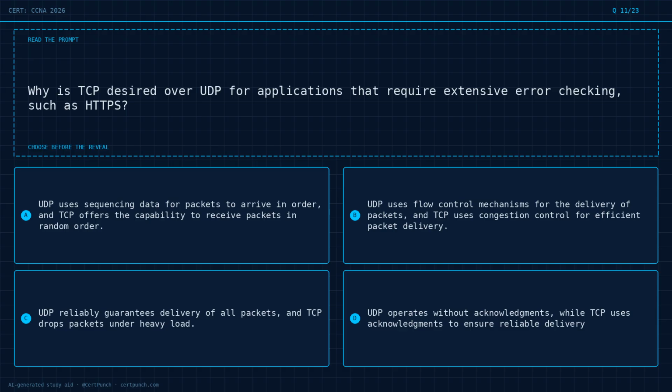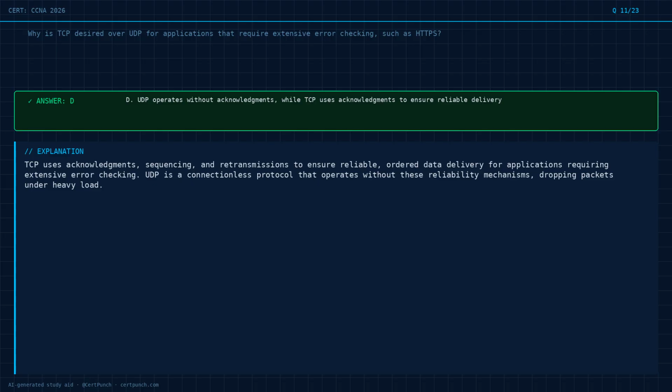Decide on the strongest option before the reveal. Stay with your gut. The answer is option D. Reasoning. TCP uses acknowledgements, sequencing, and retransmissions to ensure reliable, ordered data delivery for applications requiring extensive error checking. UDP is a connectionless protocol that operates without these reliability mechanisms, dropping packets under heavy load.